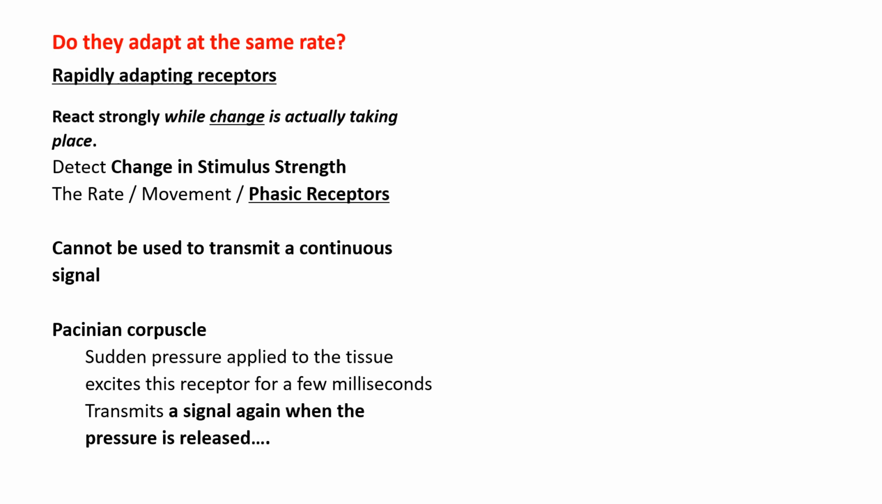An example is the Pacinian corpuscle we've discussed just now. When a sudden pressure is applied to the tissue, it excites the receptor for a few milliseconds. It transmits the signal for a while, and then it stops. But if you release the pressure and apply it again, then it will transmit again. Or when the pressure is released, it will transmit the signal. So it responds to the change in pressure. So it's a very rapidly adapting receptor.